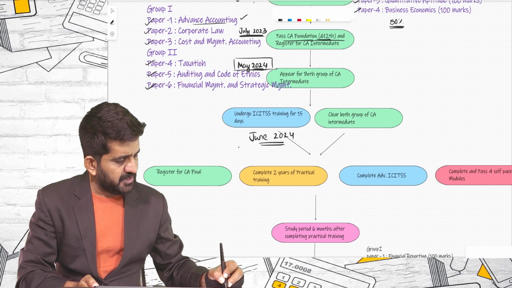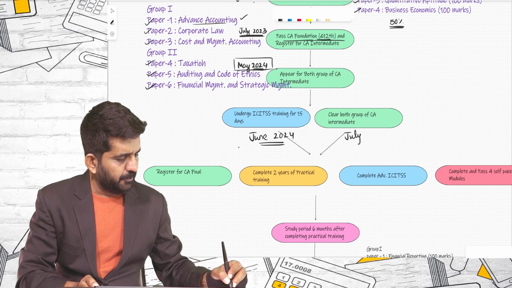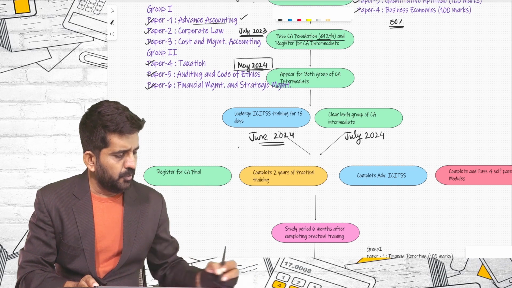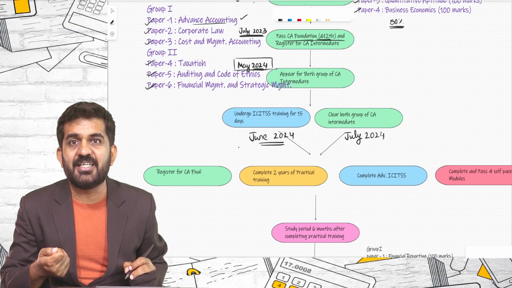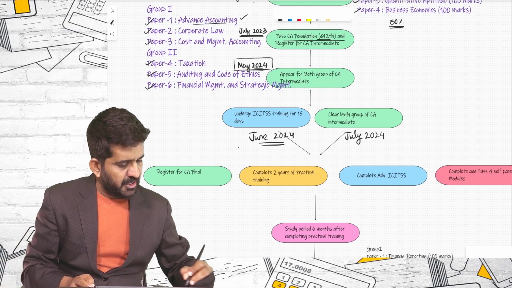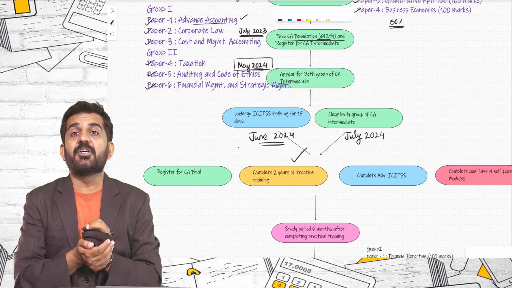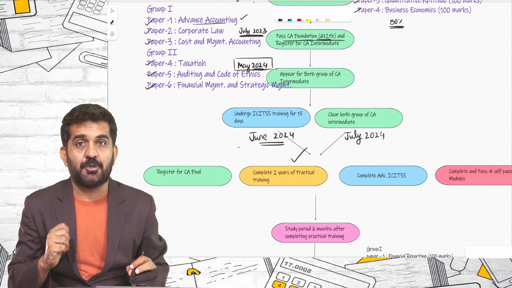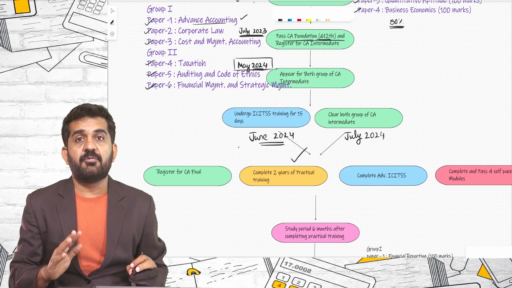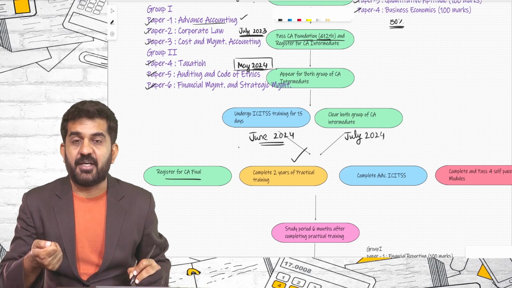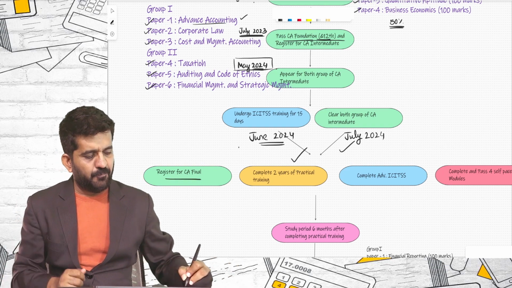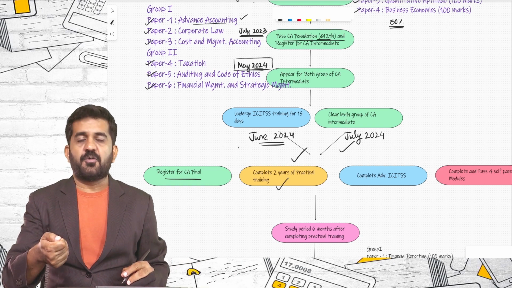Clear both groups of the CA Intermediate examination, approximately in July 2024. And if the student clears both groups of the CA Intermediate examination, he can register for 2 years of practical training. Previously, it was 3 years of practical training. Now it is 2 years of practical training. Register for the CA Final examination after July 2024. Complete 2 years of practical training.